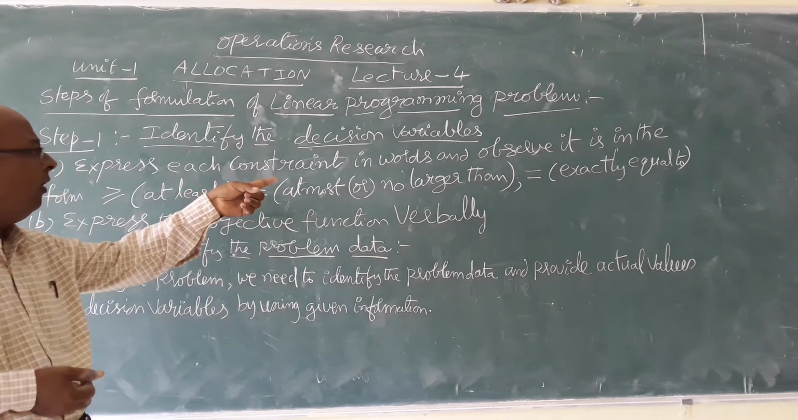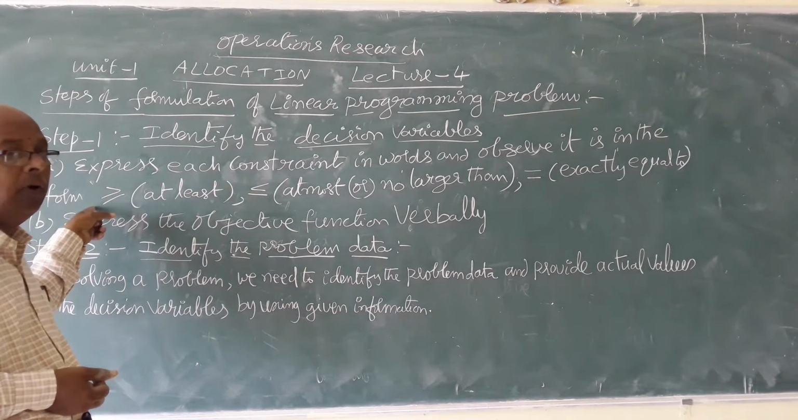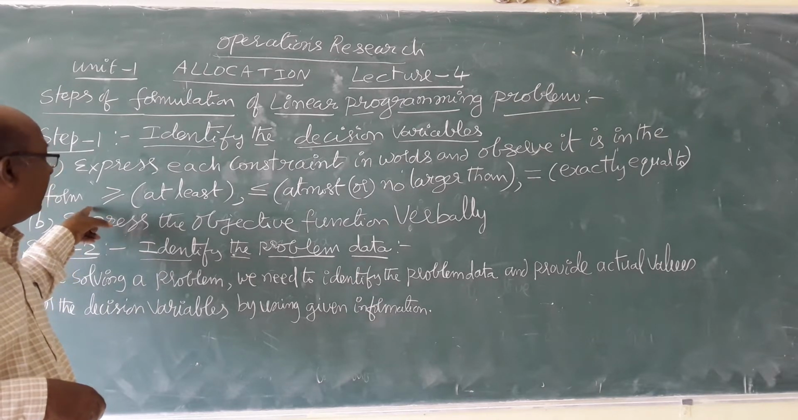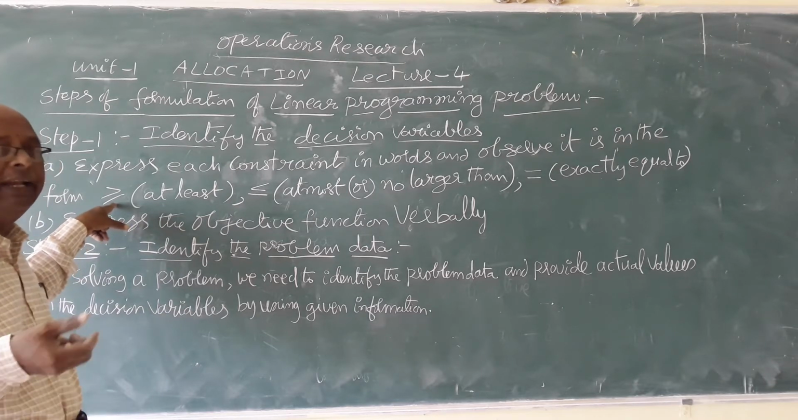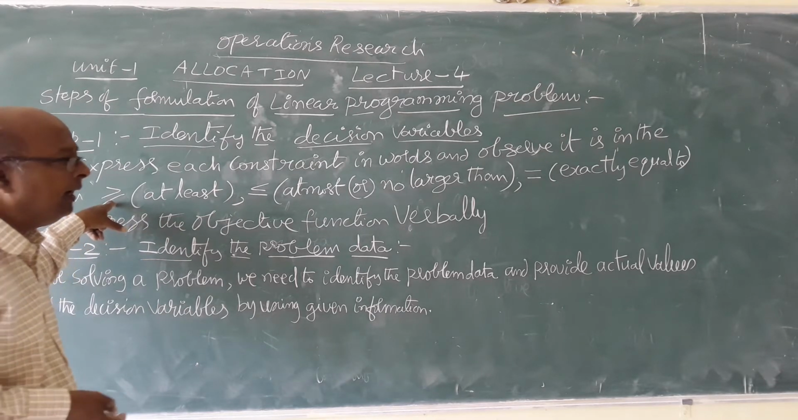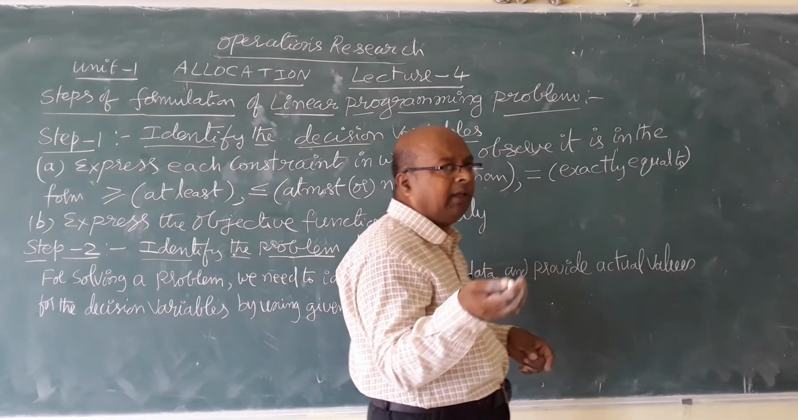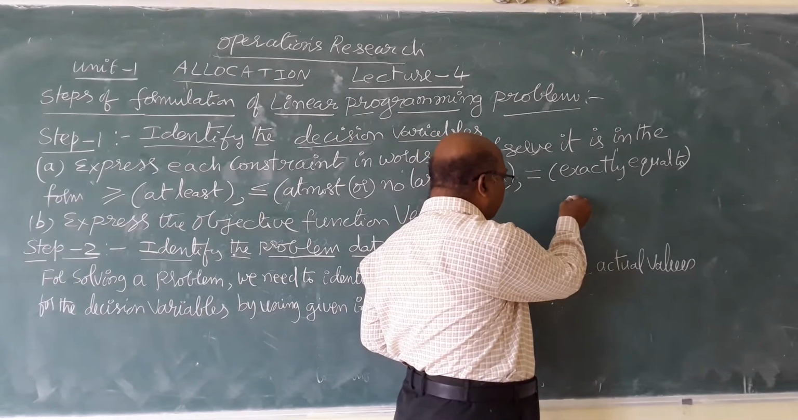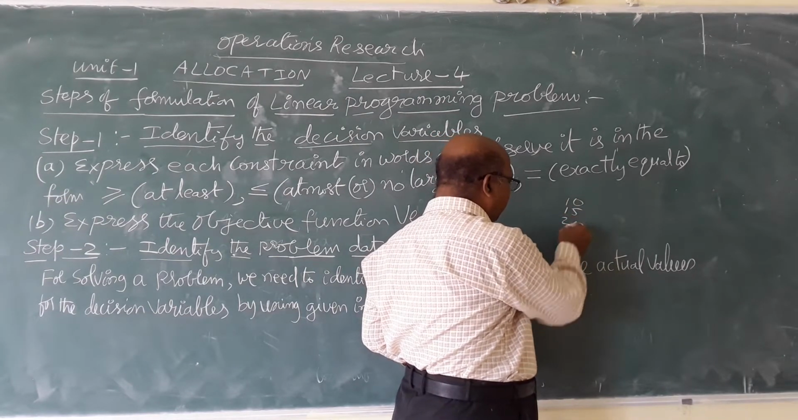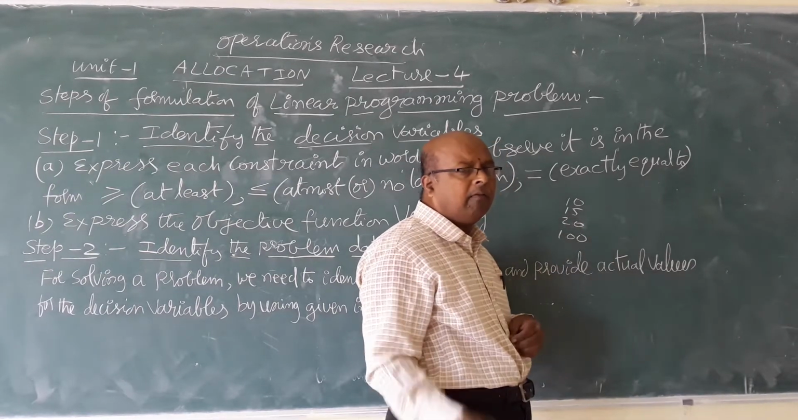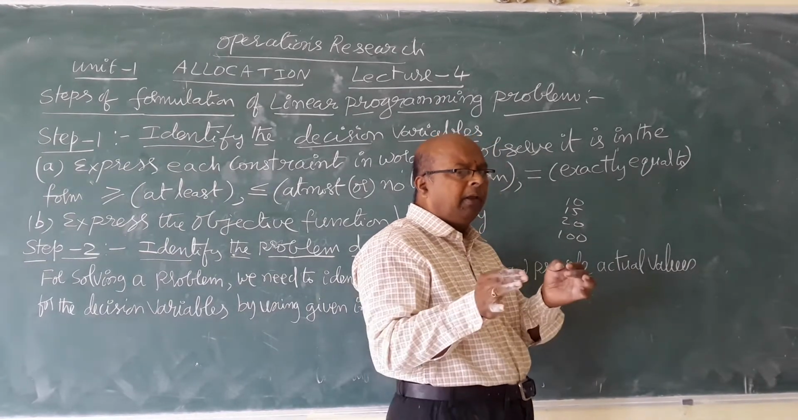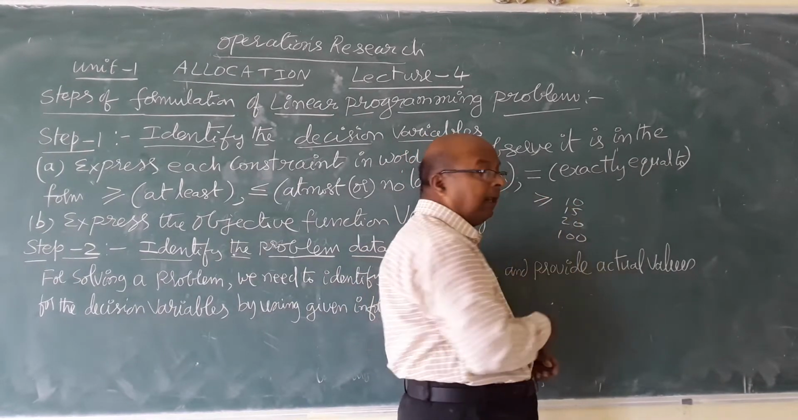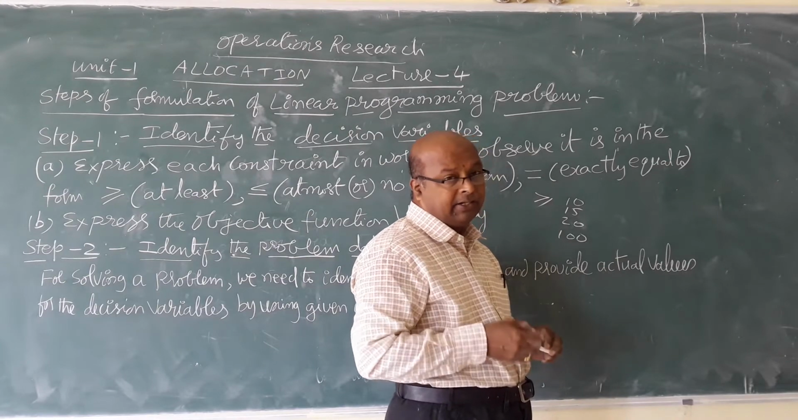Express each constraint in words and observe its form according to the given data. Observe whether the constraint is in the form greater than or equal to, such as at least 7, at least 10. At least 10 rupees means minimum 10 rupees. So we get 10 rupees, 50 rupees, 20 rupees, 100 rupees, whatever the amount. At least 10 means 10 and above. So that's why we get the greater than or equal to symbol in the at least condition.